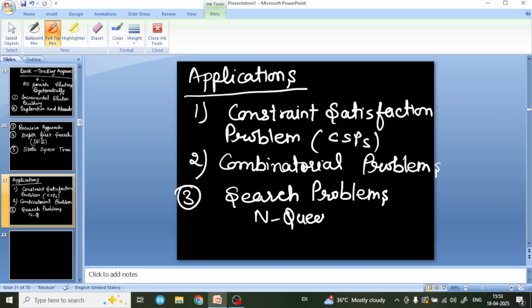N queens problem. It can also be solved by the backtracking approach. The N queen problem is a classic problem of the backtracking algorithm. The main goal is to place N chess queens on an N by N chessboard so that no two queens threaten each other. The backtracking algorithm works by systematically trying different positions for each queen and abandoning a position if it leads to a conflict with previously placed queens. This is the N queen problem which is solved by backtracking algorithms.